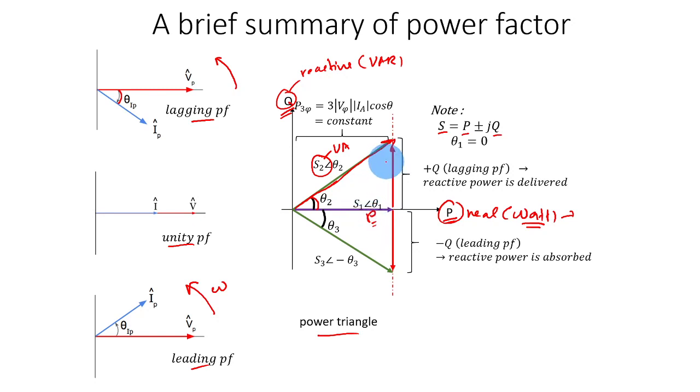So the Q can change. I can say that the Q can be either on the positive side or the negative side. If you have a positive Q, you have a lagging power factor, and it means that the reactive power is being delivered, being sent out. But if you have a negative Q, then it means that the reactive power is being absorbed. This is something that you have learned previously, and I hope you still remember this operation.